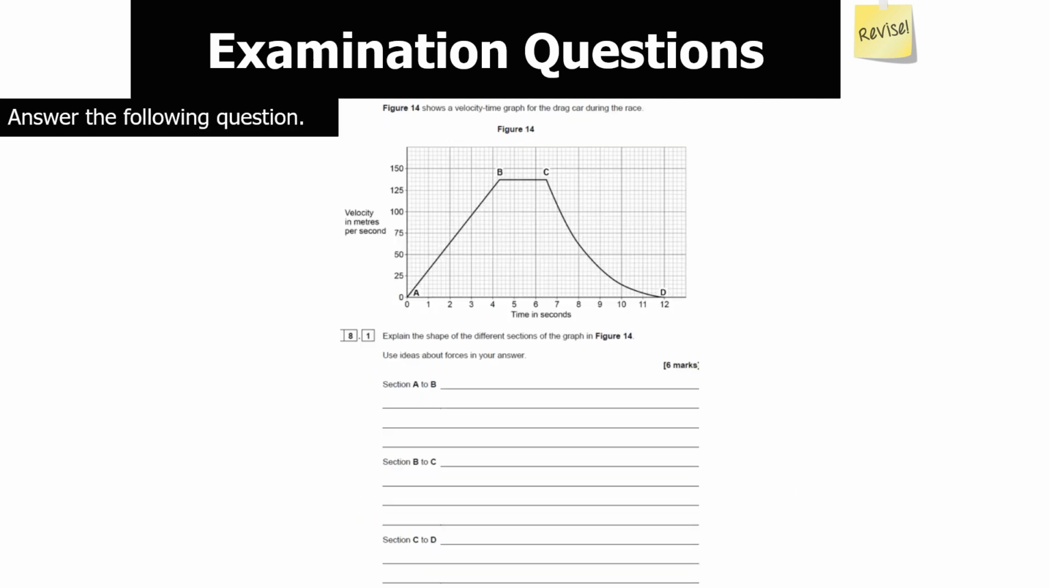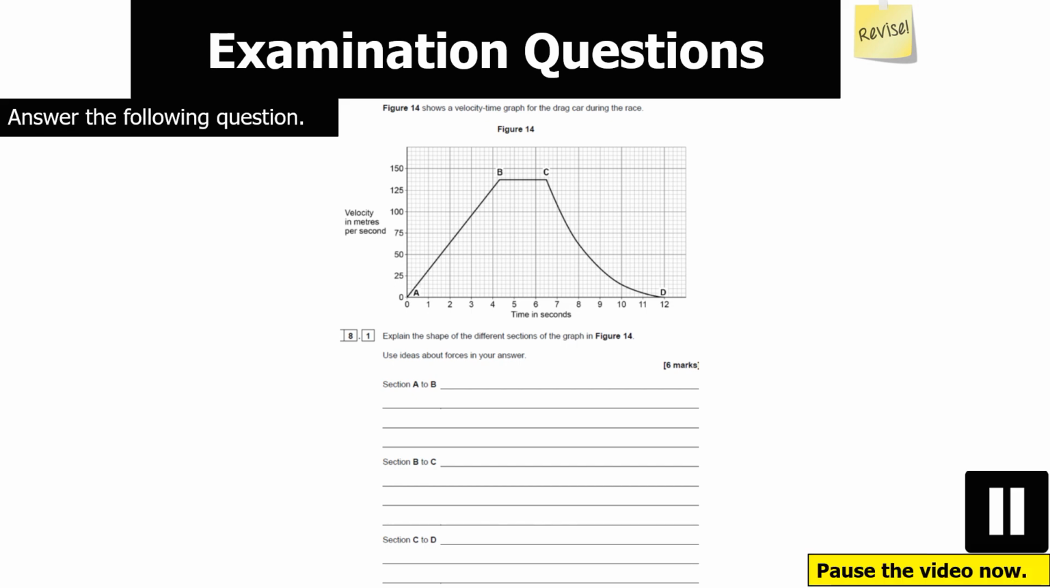The next question says, Figure 14 shows a velocity time graph for the drag car during the race. Explain the shape of the different sections of the graph in Figure 14 and use your ideas about forces in your answer. So pause the video now, then unpause the video when you want to go through your answer.